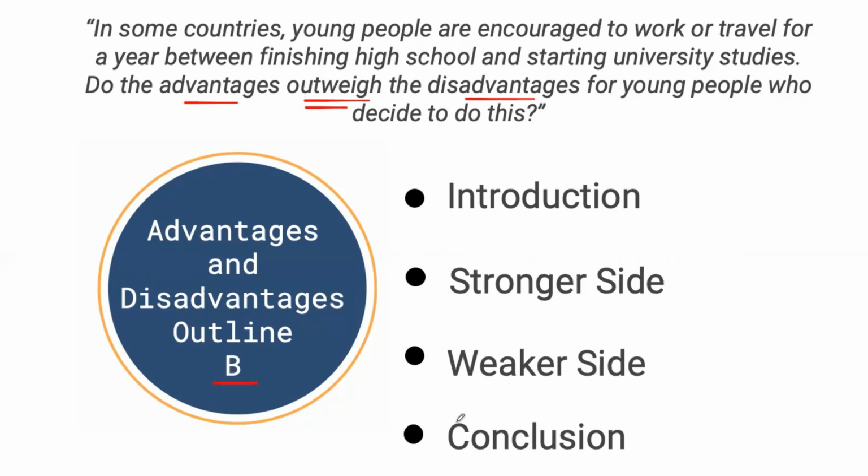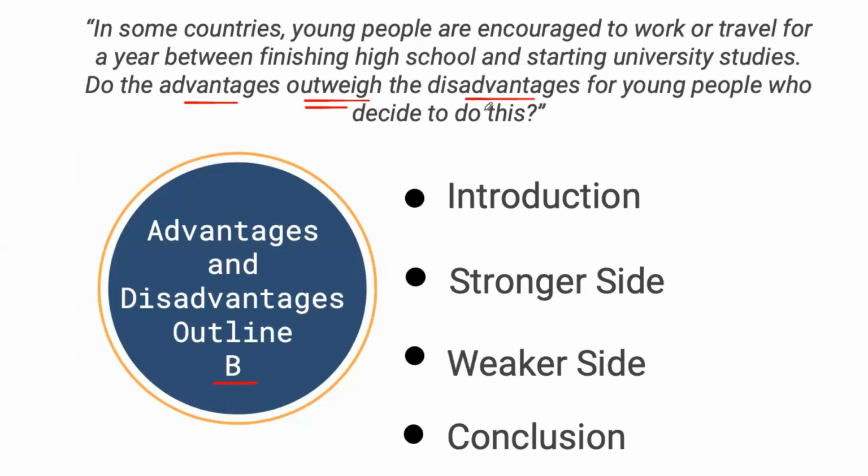Your outline will basically look like this. You'll have an introduction, a stronger side in your second paragraph, a weaker side in your third paragraph, and your conclusion will come last. So this question is not asking you to simply list off the advantages and disadvantages like outline A. In this case, you really have to make a decision on how you want to approach this writing prompt. If you find that it's easier to write about the advantages outweighing the disadvantages, go ahead and go down that road. In general, I would suggest that you stick with what you find to be the easier option.